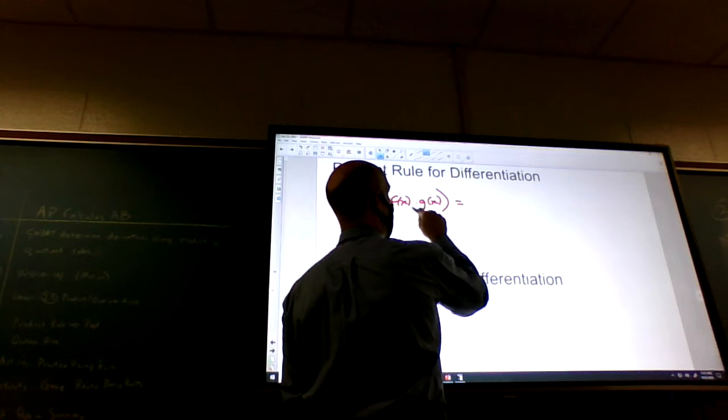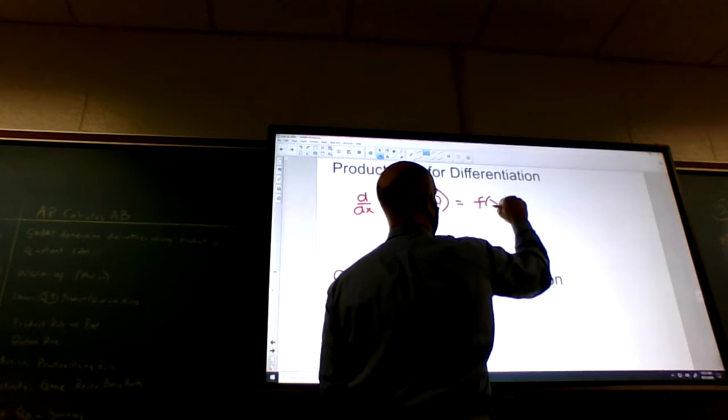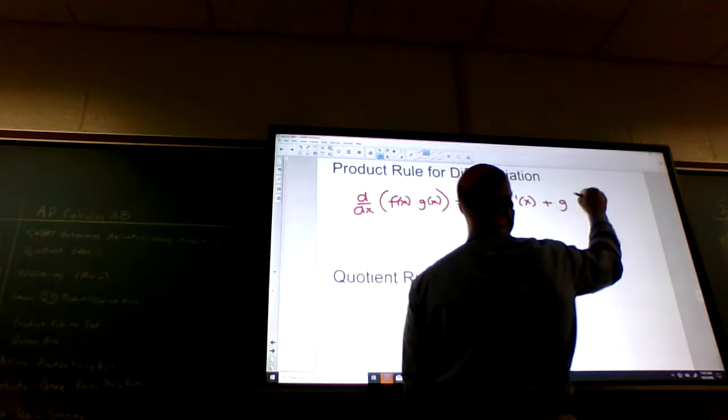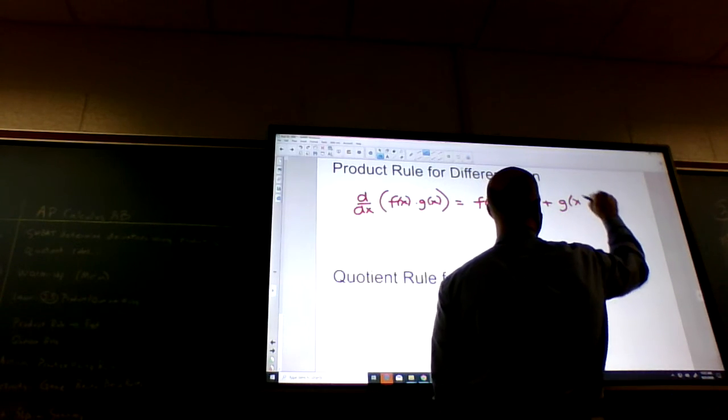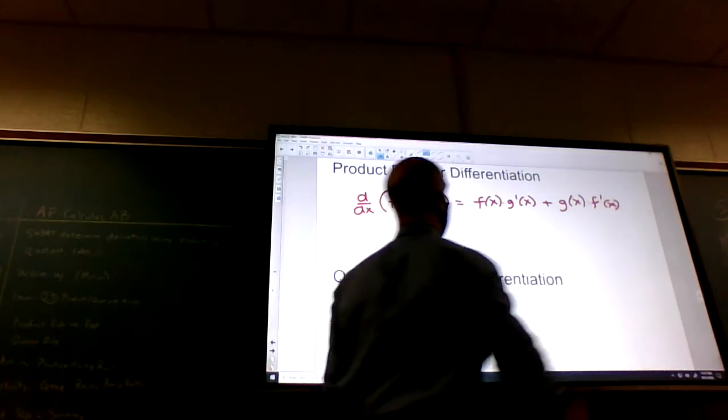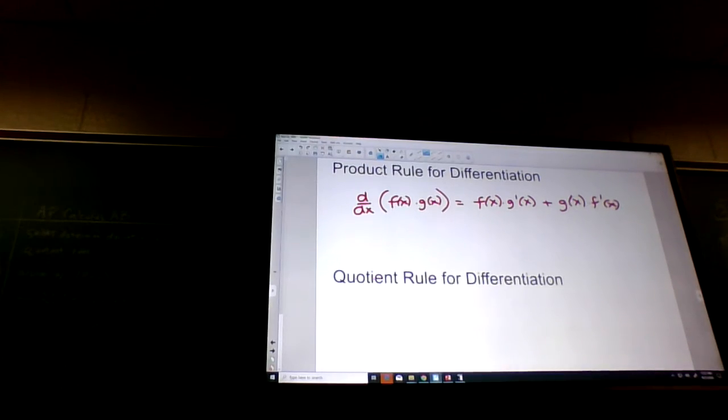So here's the rule. The derivative of a product is f of x times g prime of x plus g of x times f prime of x. That is the product rule. It is in the notes. We're going to use it today. I'm telling you, you need to memorize it. That is the rule.